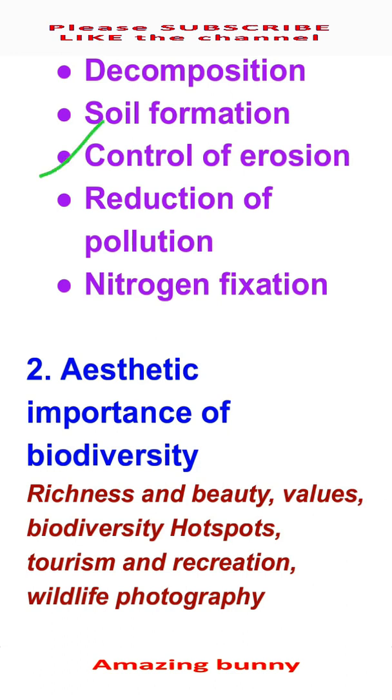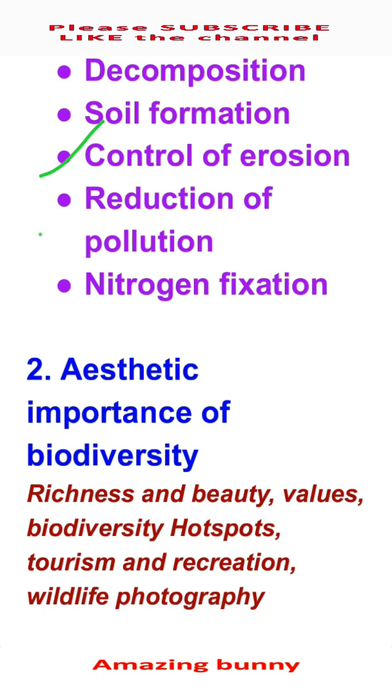Control of erosion. Erosion means soil erosion. Soil erosion is the loss of the top or fertile layer, which is very important for agriculture. So plants, with the help of their roots, bind the soil, fix the soil and control soil erosion.